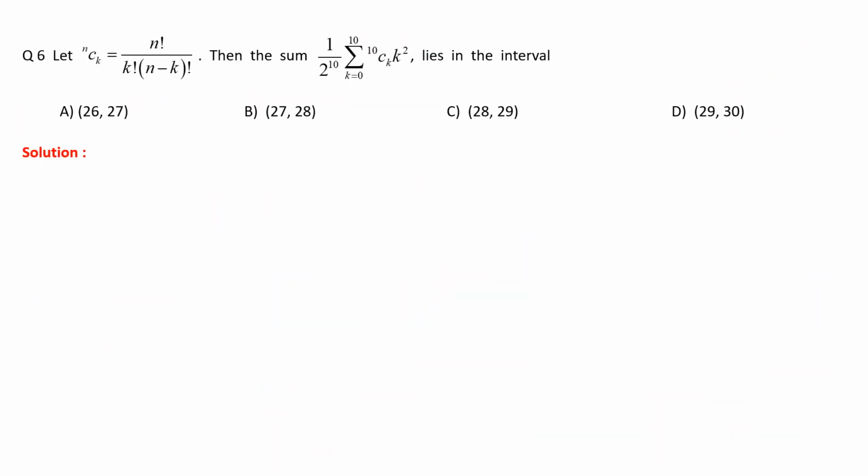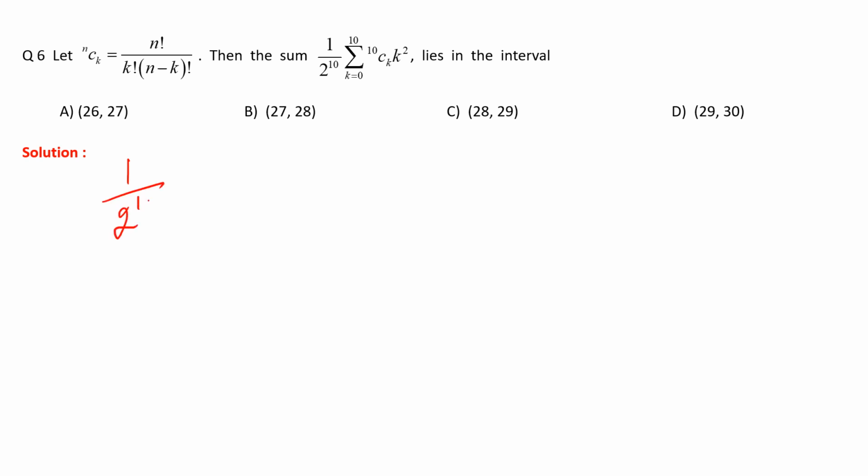Now this is the next problem. It's a nice question on the properties of binomial coefficients. The question says, let nCk equal to n factorial upon k factorial into (n minus k) factorial. Then we have to check in which particular interval this sum lies. And the sum is 1 upon 2 to the power 10 into summation k varying from 0 to 10, 10Ck into k square. Now let's simplify this sum.